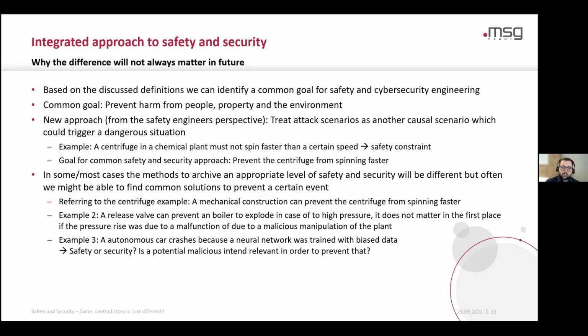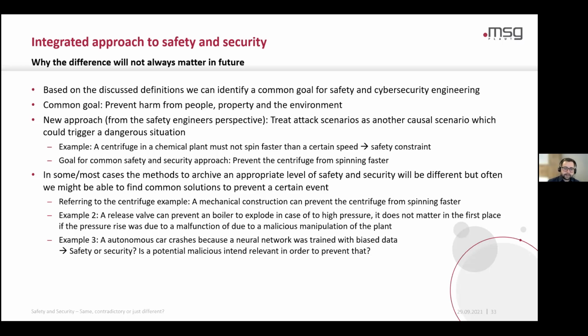Sometimes also the solution to prevent a certain event is the same. So when we have a chemical plant where a centrifuge must not spin faster than a certain speed, then we may have a mechanical construction that prevents the centrifuge from spinning faster. When it tries to spin faster, then there is a block, a brake that prevents it. This could help to prevent a centrifuge spinning faster than a certain speed limit due to malicious intent, due to component interaction failures, due to component failures, malfunctions, and so on.